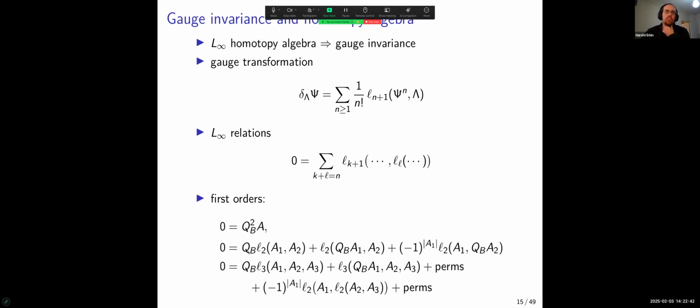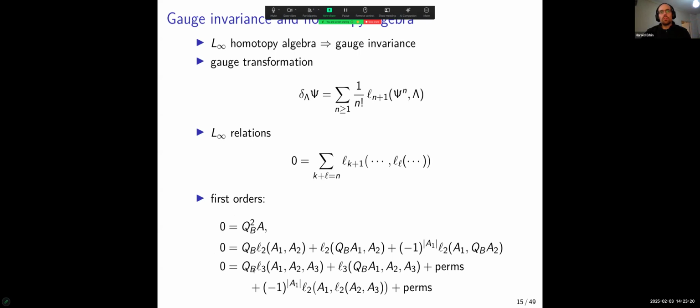Here what you get is QB of L2 plus L2 of QB, and then the permutations. So what does it mean? L2, you should really see as a Lie bracket. Here it's telling you that QB is a derivation for the Lie bracket. If you just add these two relations, you would have a differential graded algebra. You can really think of this as a usual algebra where operators depend on t, and so the derivation d over dt just acts as you would expect on matrices, for example.